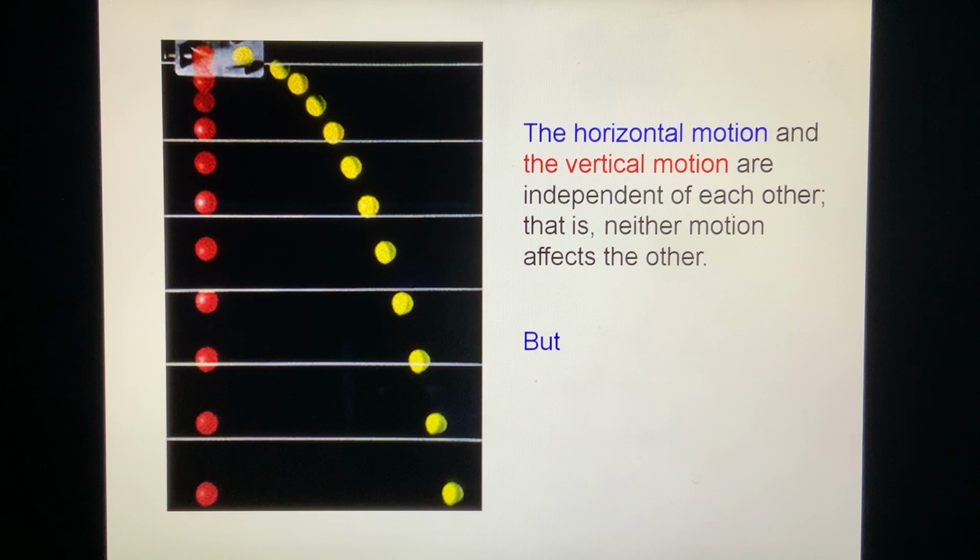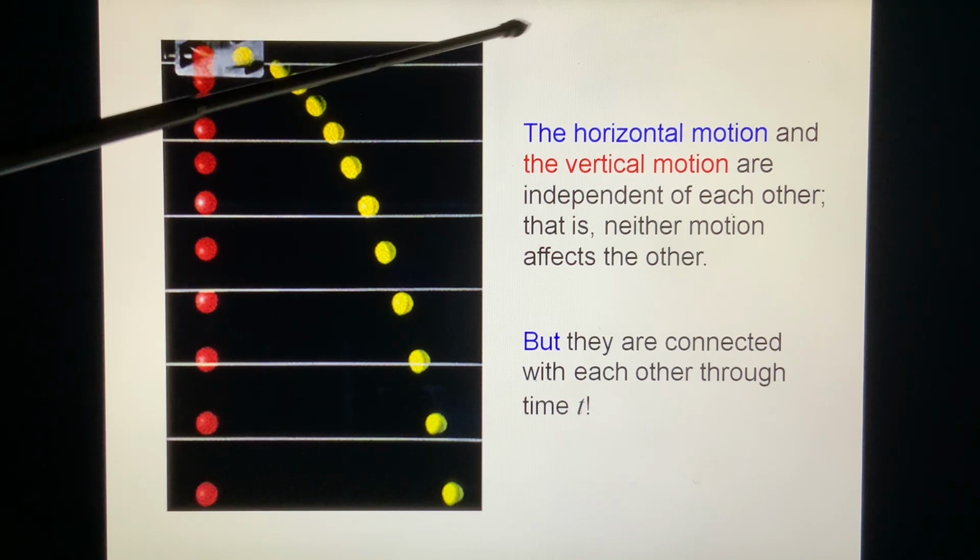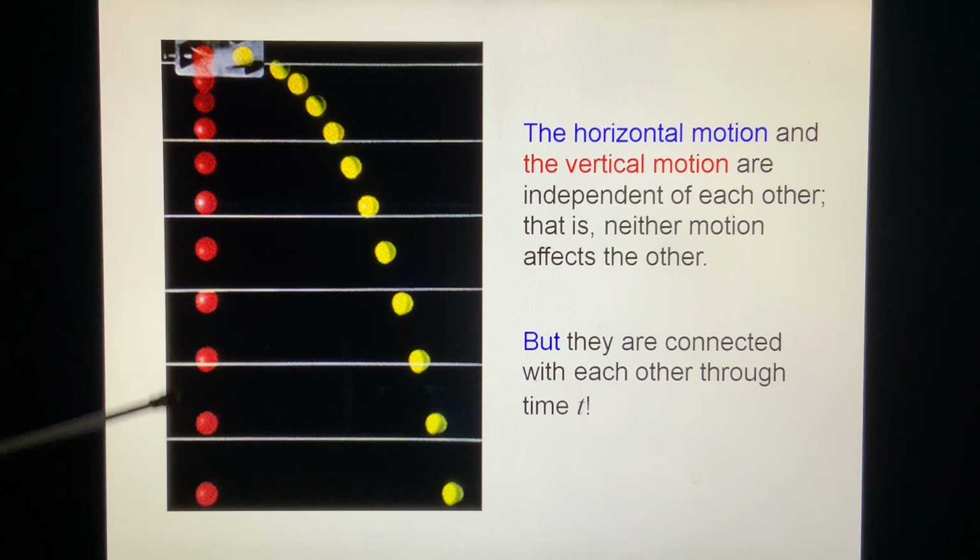We look at this one. They fall on the ground, they touch the ground at the same time. That means the vertical motion is not affected by the horizontal motion. This one has no horizontal velocity. This one has some horizontal velocity. But they are connected with each other through time t.